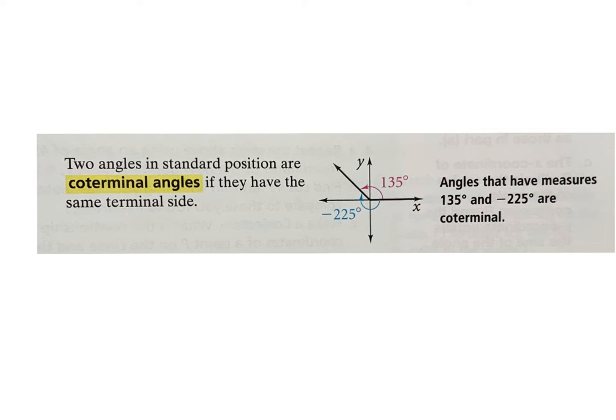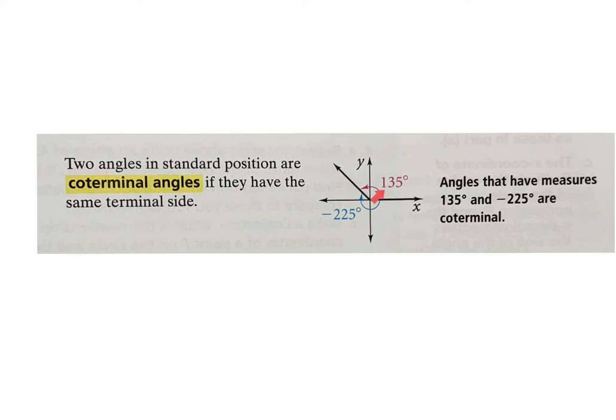Coterminal angles. Two angles in standard position are coterminal if they have the same terminal side. That makes sense, right? Coterminal. All right. You can actually have a multitude of coterminal angles because this is a cycle, and you could actually keep going and keep going past 360. But they've given us an example here.